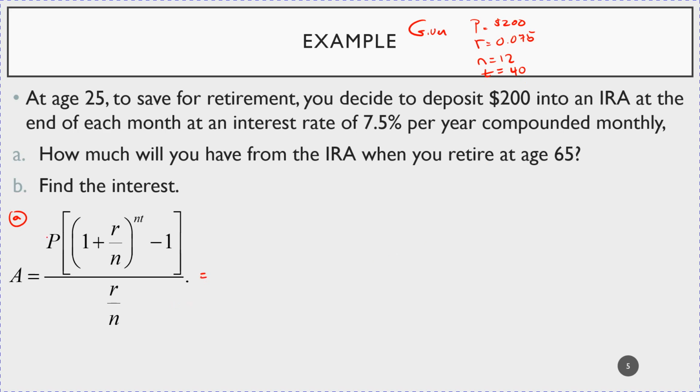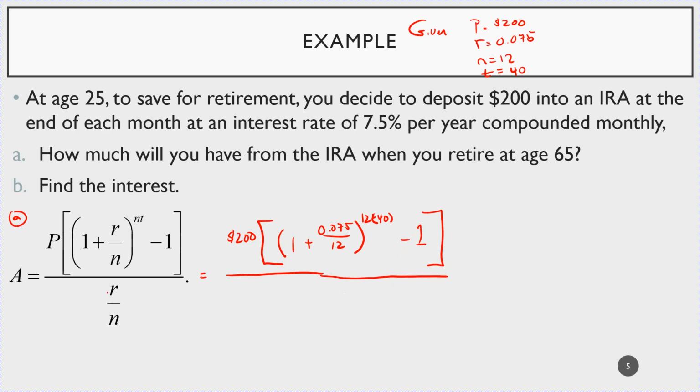So what you're going to do is plug the values into your equation. All right? And you're going to watch me on the calculator do this. So this is P, which is $200, times, and then in parentheses, 1 plus the rate, 0.075, divided by 12, raised to the n times t power. Okay, so that's going to be 12 times 40. All right, and then I'm going to subtract 1. So a lot going on here. Divided by r, which is 0.075, divided by n, which is 12.